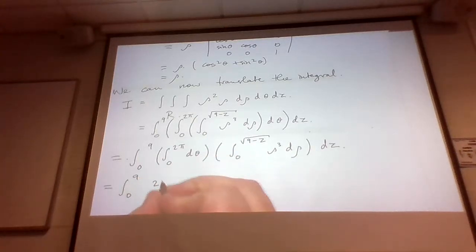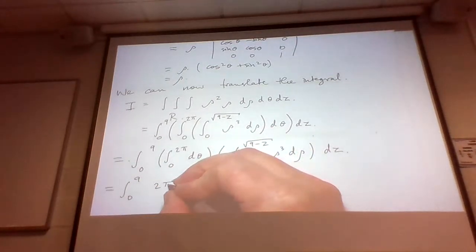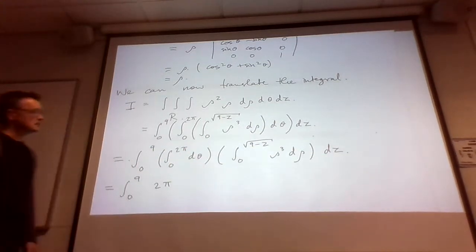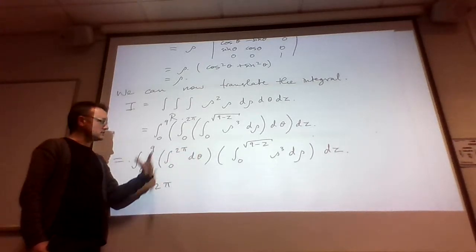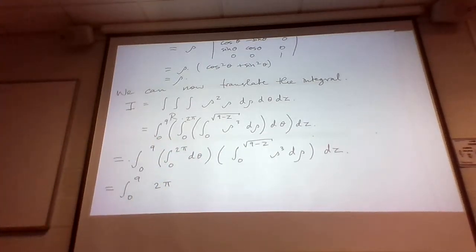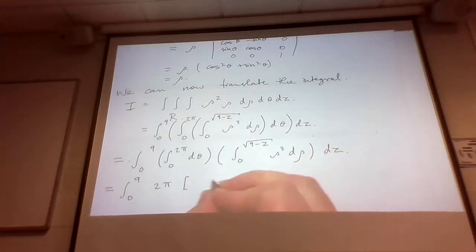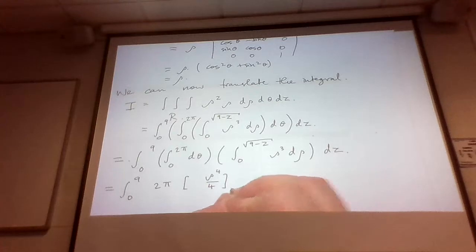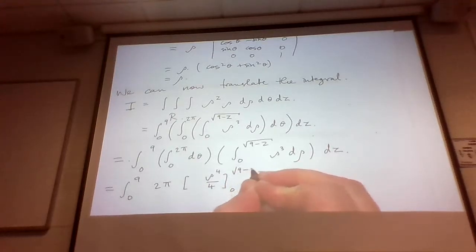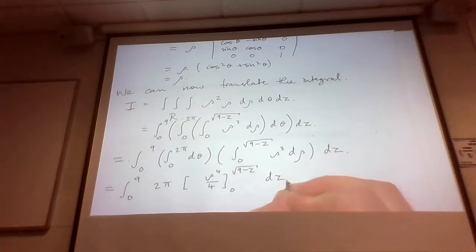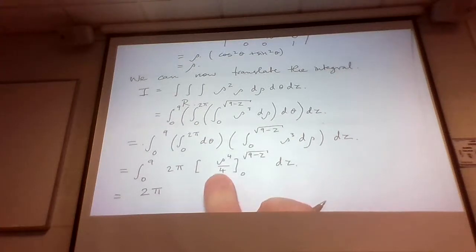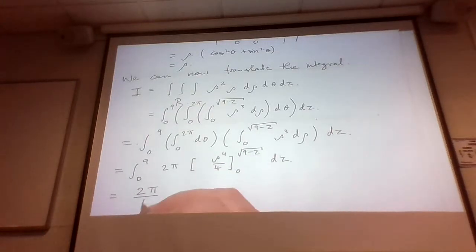The theta integral is just 2 pi. So you're integrating d theta from 0 to 2 pi. You're integrating 1 d theta, so it integrates to theta, evaluated at 2 pi and 0, and you get 2 pi. Then integrating rho cubed, of course, you get rho to the power of 4 over 4, and you're evaluating this at 0 and the square root of 9 minus z. This 2 pi can move outside. This quarter should also move outside, really.